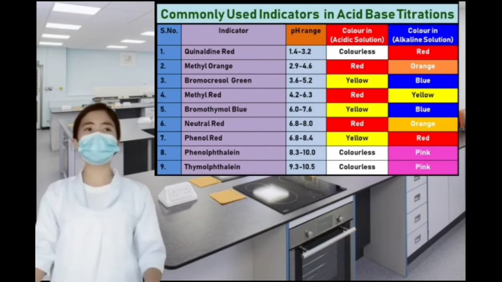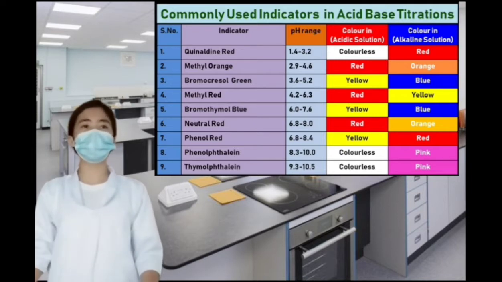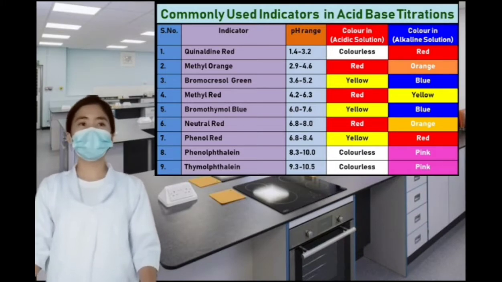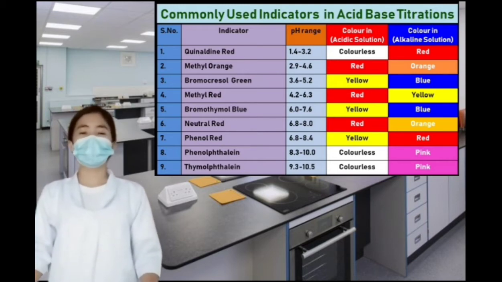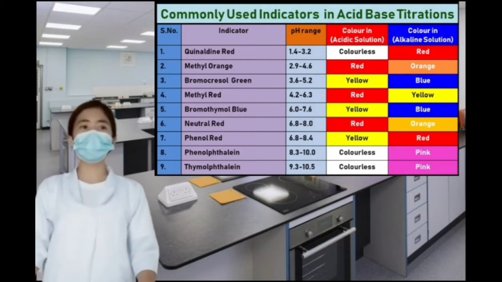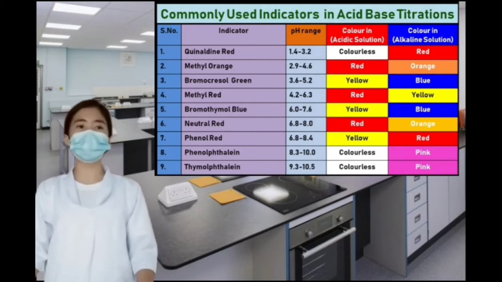Number 1 is strong acid versus strong base. In this type of titration, we can use methyl orange, methyl red, phenolphthalein, bromothymol blue, and phenol red. Second, we have weak acid versus strong base. In this type of titration, the equivalence point appears above pH 7, so the indicators being used are phenolphthalein, thymolphthalein, and thymol blue.